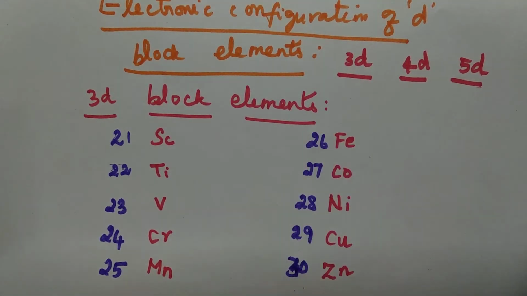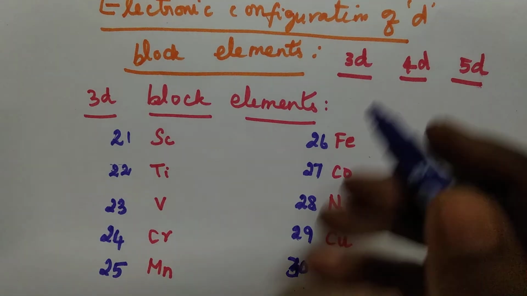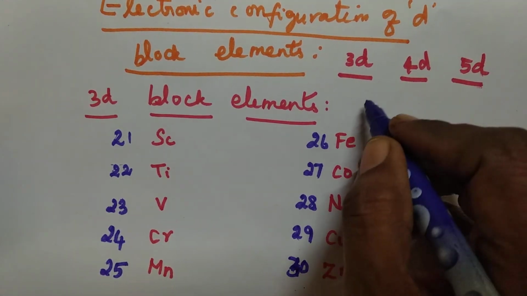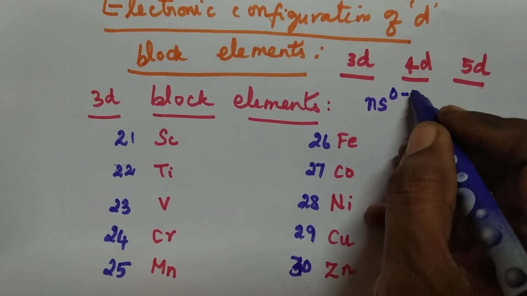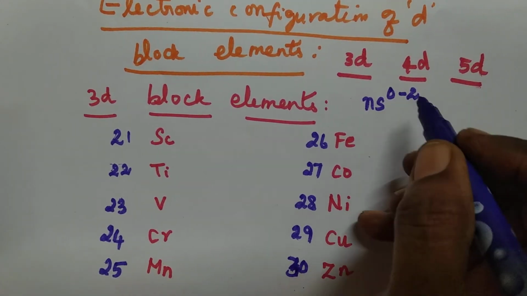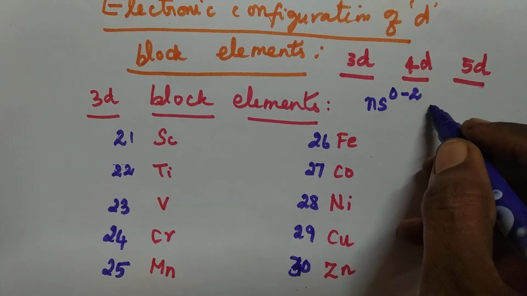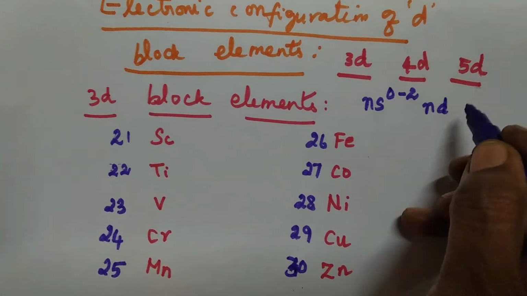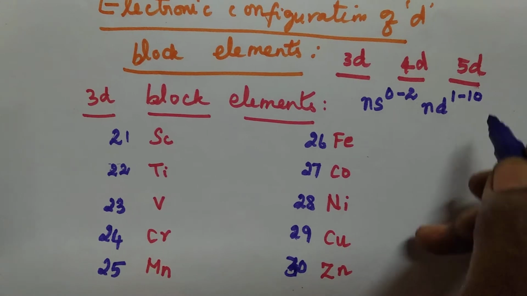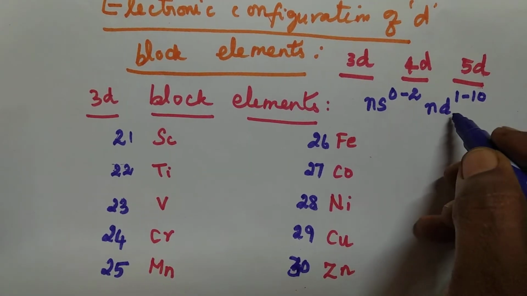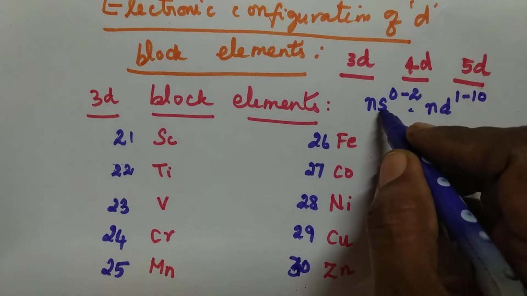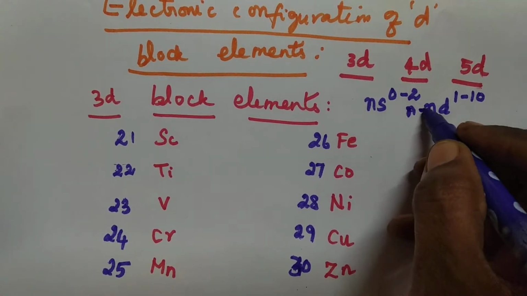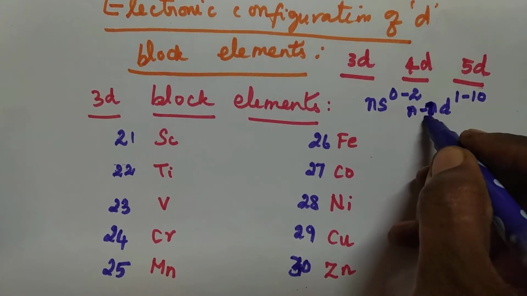Now let us write down how to write the common electronic configuration for the d series. Generally we write it as ns 0 to 2, it may be 0, 1 or 2, and (n-1)d 1 to 10. But that n will go with n minus 1. You cannot take n as it is; you need to write it as n minus 1.